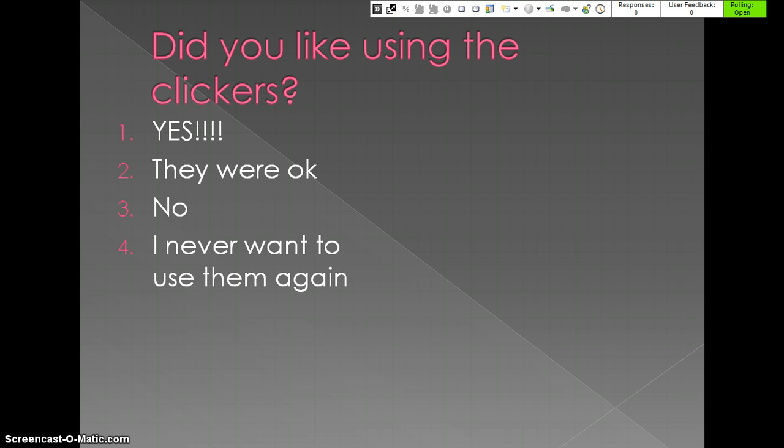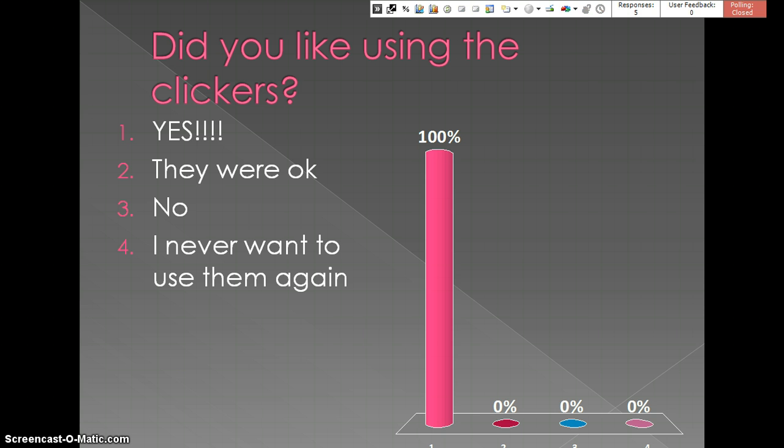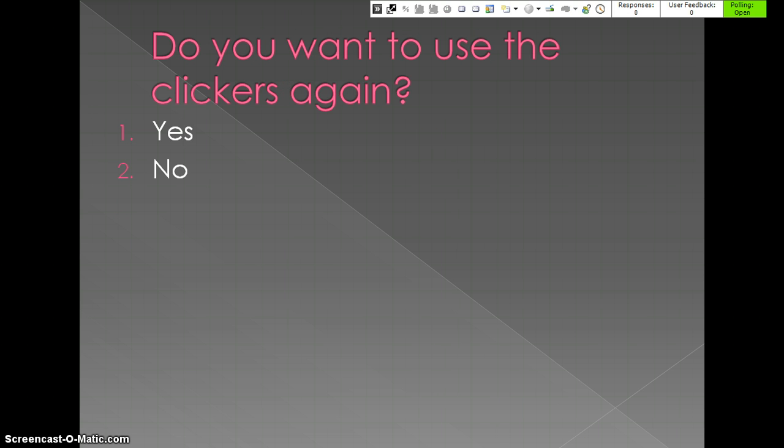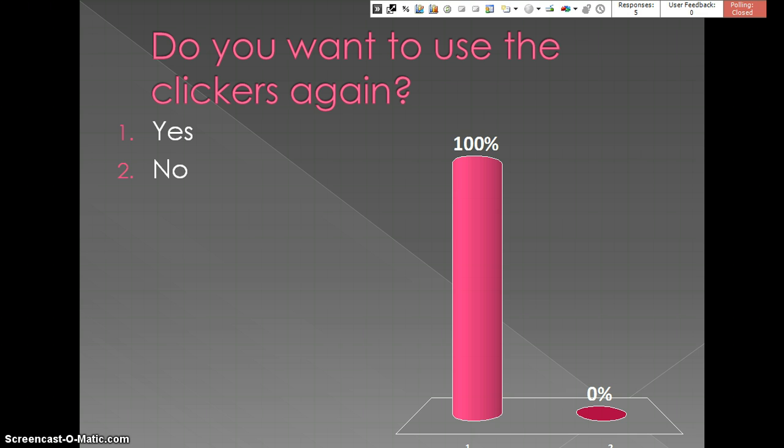How did you guys like using the clickers? Did you like them? Glad to see it, guys. Everybody said yes. Hopefully we will use them again. Do you want to be using these again? Hopefully we see a lot of yeses again as our answers. All right, everybody picked yes, which means you all want to use them again, and don't worry, we will be using them again often.